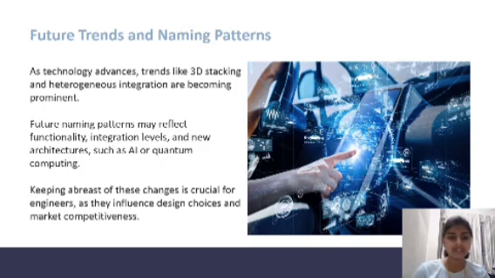Let's come to the future trends and naming patterns. As technology advances, trends like 3D stacking and heterogeneous integration are becoming prominent. Future naming patterns may reflect functional integration levels and new architectures such as AI or quantum computing. Keeping abreast of the changes is crucial for engineers as they influence design choices and market competitiveness.